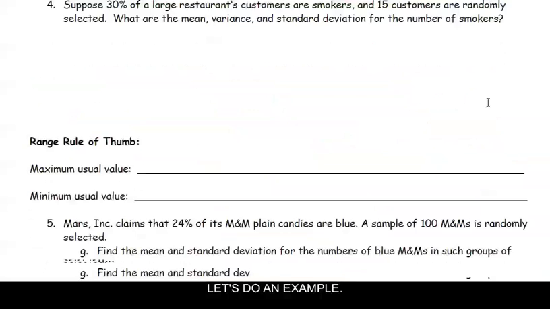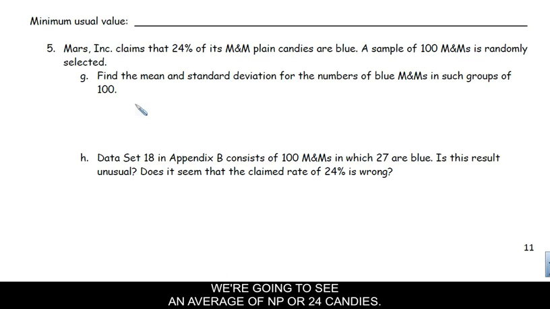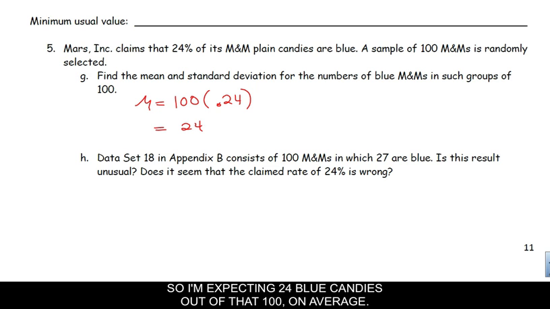Let's do an example. So Mars Incorporated claims that 24% of its M&M plain candies are blue. A sample of 100 M&Ms is randomly selected. Find the mean and the standard deviation for the number of blue M&Ms in a group of 100. So if I were to pick randomly 100 M&Ms out of, say, their factory line, we're going to see an average of NP, or 24 candies. So I'm expecting 24 blue candies out of that 100 on average.